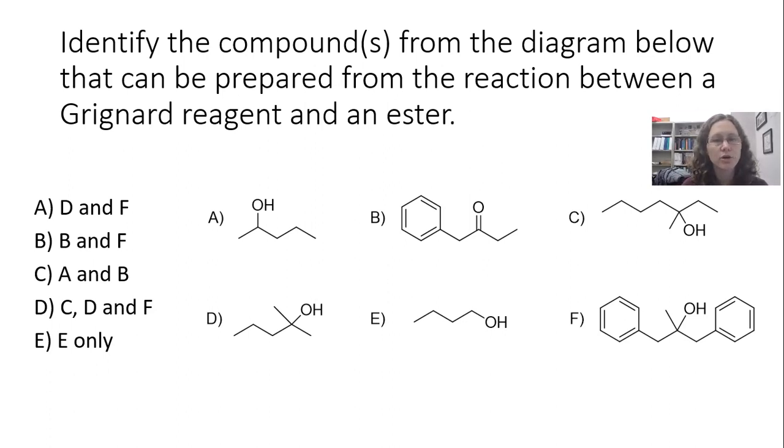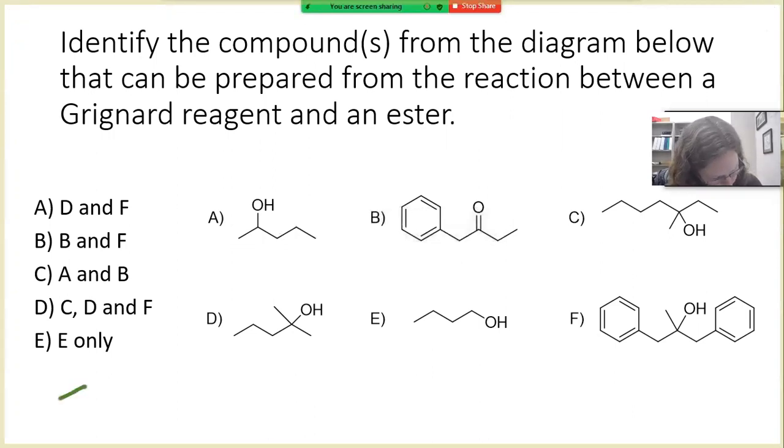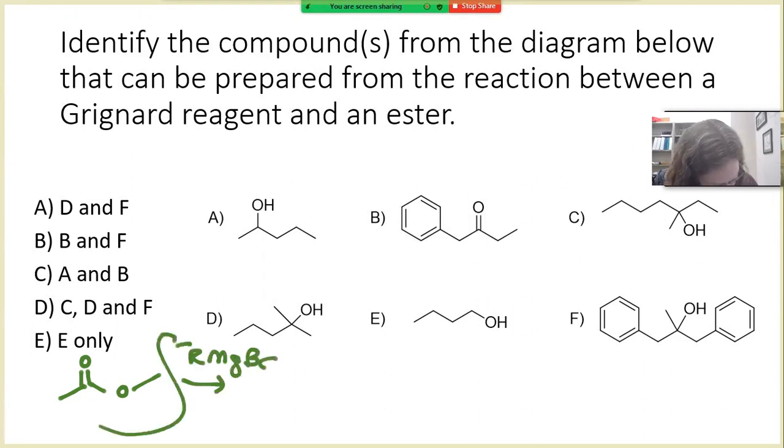So the key to solving this reaction is to really think about the mechanism of how an ester reacts with a Grignard reagent. So let's go ahead and think about that. Whenever you have a Grignard reagent react with an ester, here's just a generic ester. First, we're going to have that Grignard reagent come in and attack. So that's step number 1. And we kind of open up here to this tetrahedral intermediate.